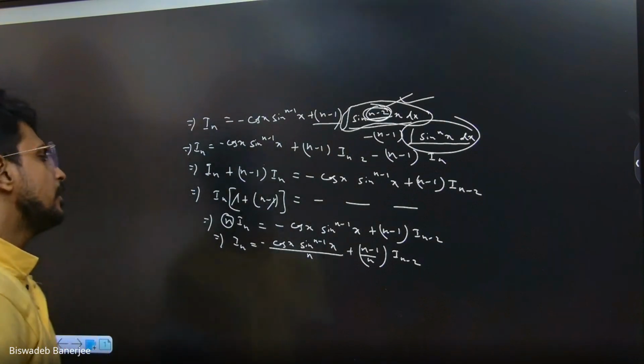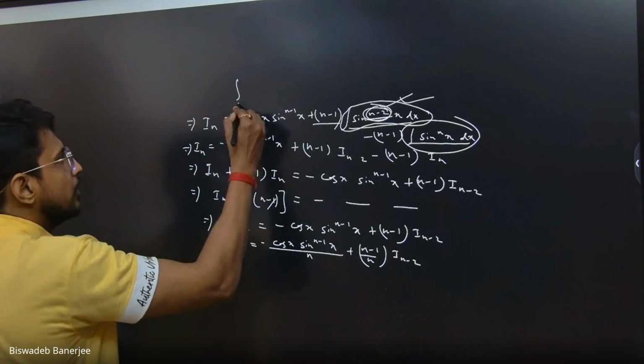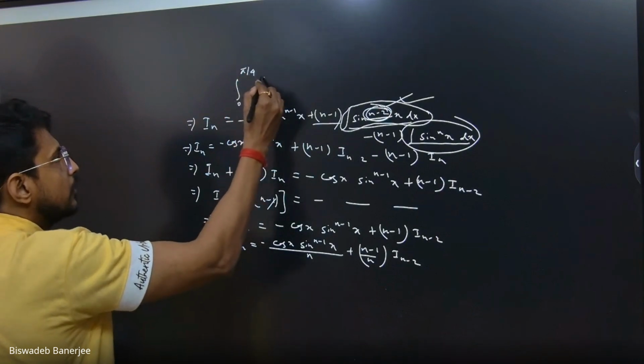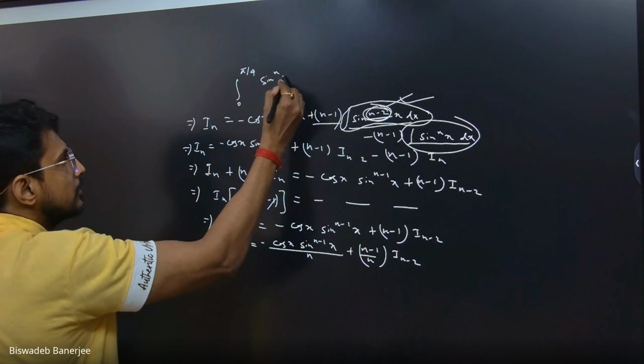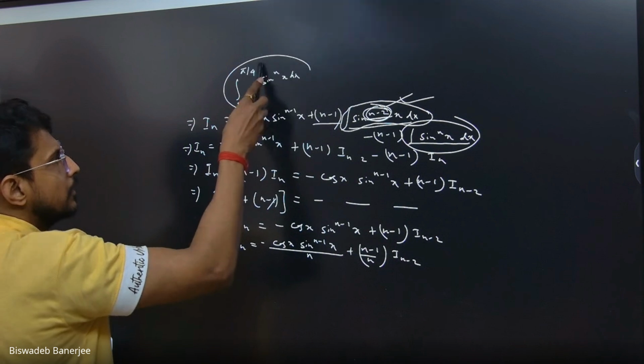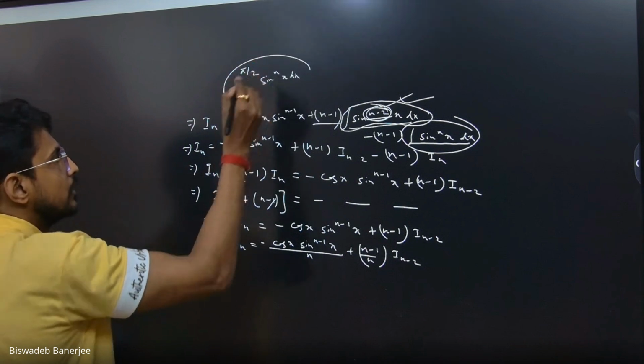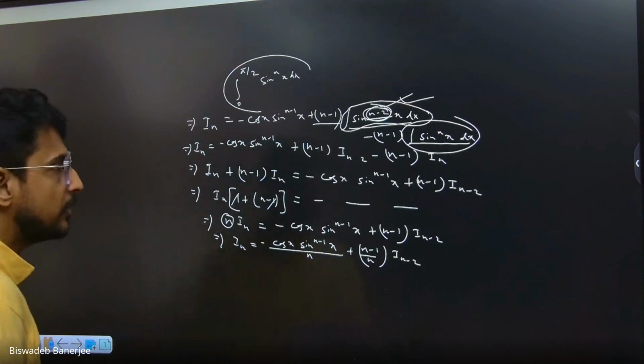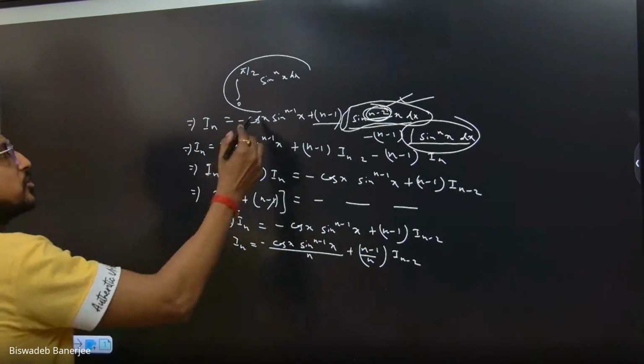The second part is what? We have to find out the integration 0 to pi by 4, sine to the power nx. Sorry, it will be 0 to pi by 2. Just correct it, it will be 0 to pi by 2.